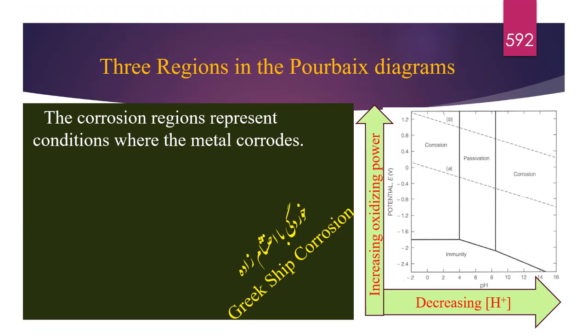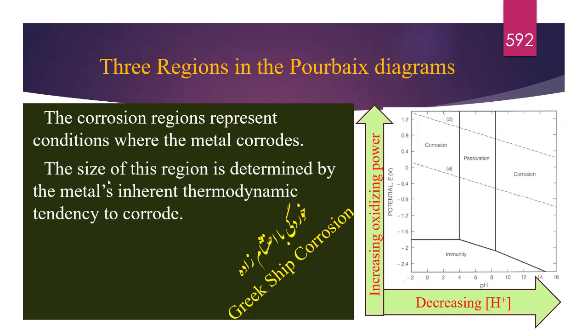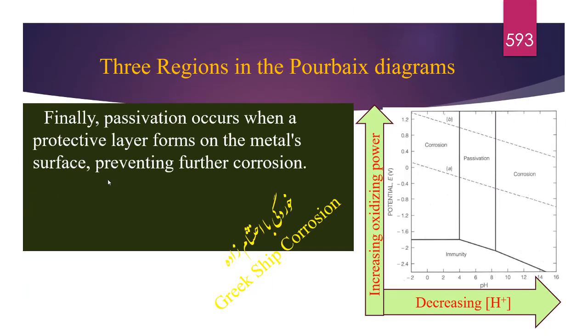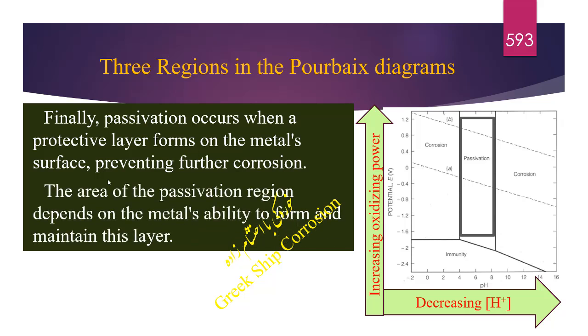The corrosion regions represent conditions where the metal corrodes. The size of this region is determined by the metal's inherent thermodynamic tendency to corrode. Finally, passivation occurs when a protective layer forms on the metal's surface, preventing further corrosion. The area of the passivation region depends on the metal's ability to form and maintain this layer.